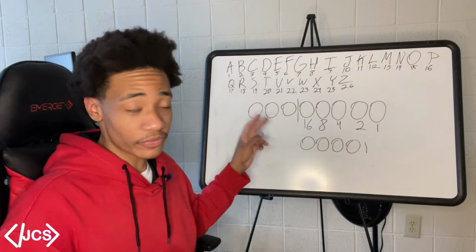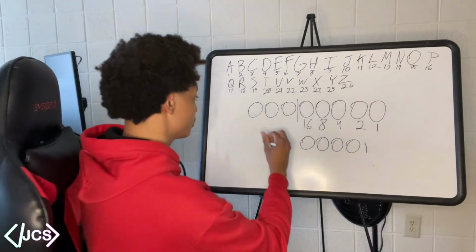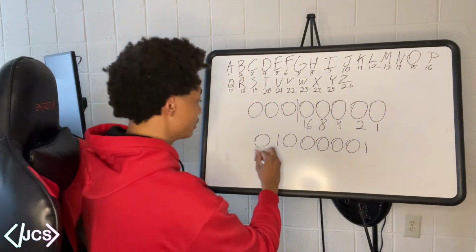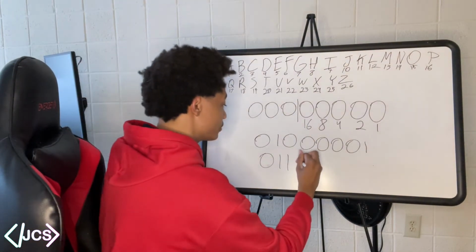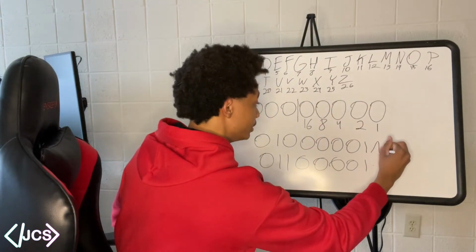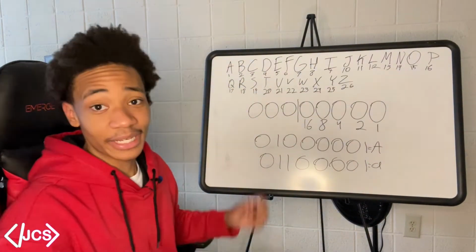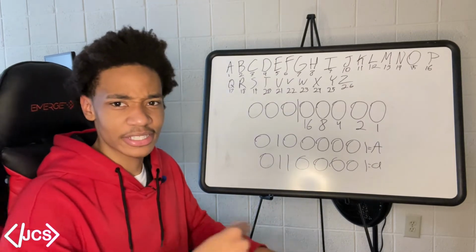Now let me go over the first 3. The first 3 determine whether or not it's capital or lowercase. So if it's 0, 1, 0, it's capital. If it's 0, 1, 1, it's lowercase. So this right here is capital A, and this is lowercase a. Had to put an equals there so you guys can actually visualize and distinguish between the two.